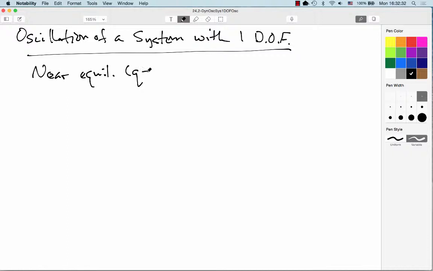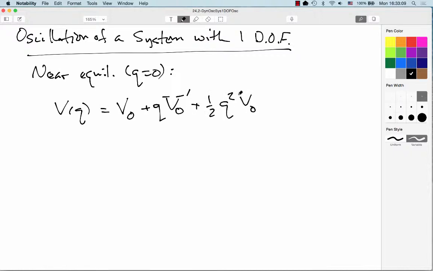Which we'll decree to be where our generalized coordinate is 0. So we can expand our potential energy as a function of Q. So it'll be the potential evaluated at the equilibrium plus Q times the first derivative with respect to Q evaluated at equilibrium. So keep in mind I use a prime to mean that I'm differentiating with respect to the generalized coordinate. Dots are reserved for time derivatives. Plus 1/2 Q squared V double prime and so forth.